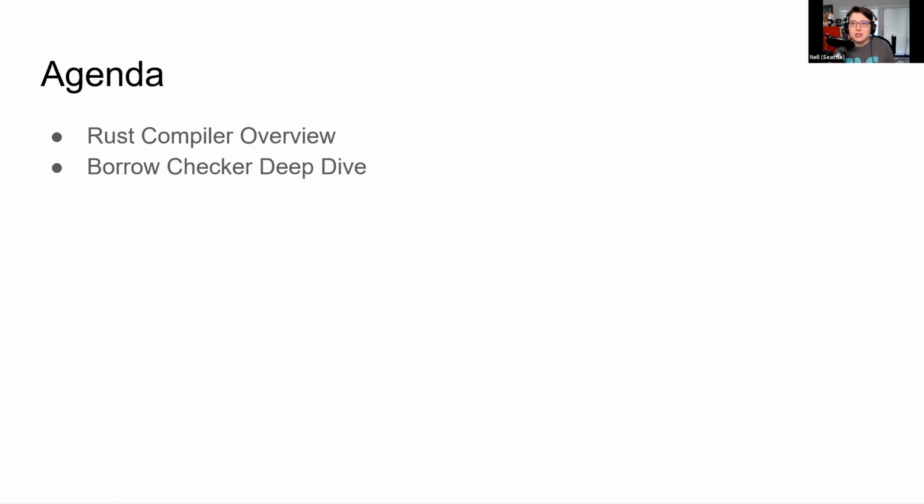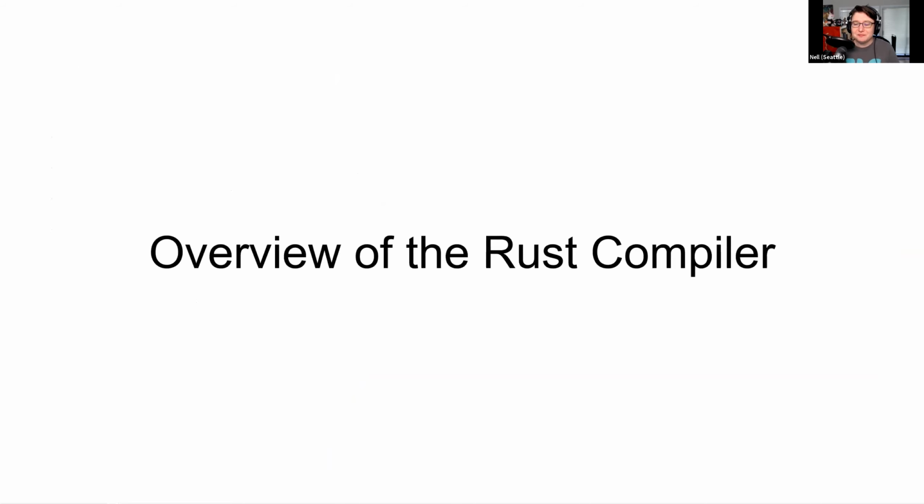And to set expectations, we will first do a bit of background on the Rust compiler in order to put the borrow checker in context. Then we will do that deep dive on the borrow checker. So let's go ahead and start with an overview of the Rust compiler.